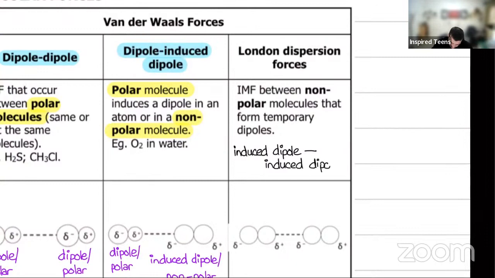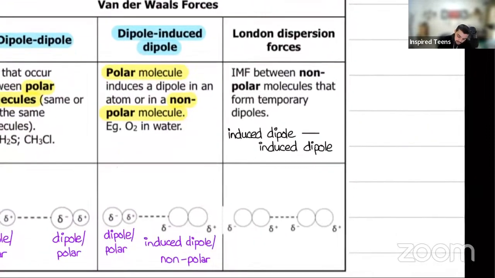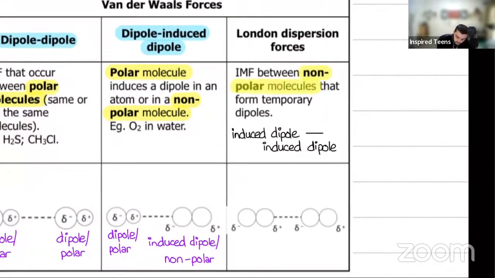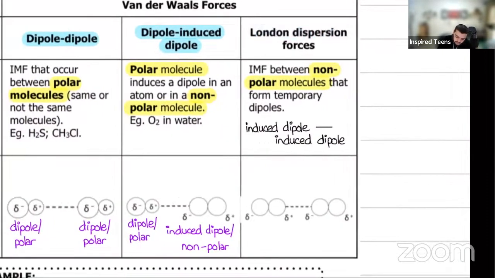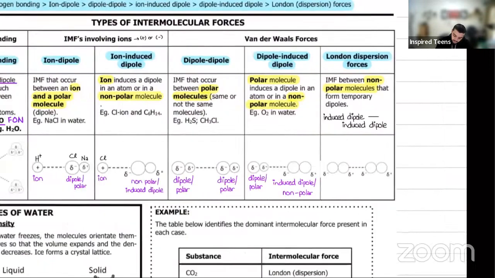London dispersion forces are also known as induced dipole forces, a type of intermolecular force. And yes, you can guess what it is: the intermolecular force between non-polar molecules. Two non-polar molecules form temporary dipoles. Remember I said they form temporary dipoles because they're bonding, the negative of one will attract the positive of the other and vice versa. Okay, so induced dipole.